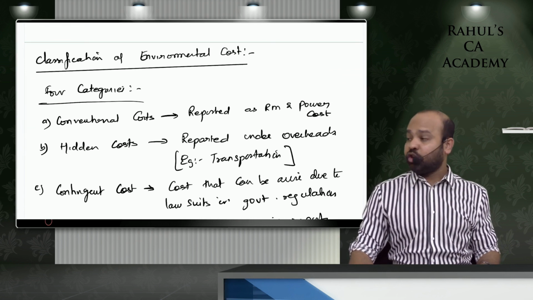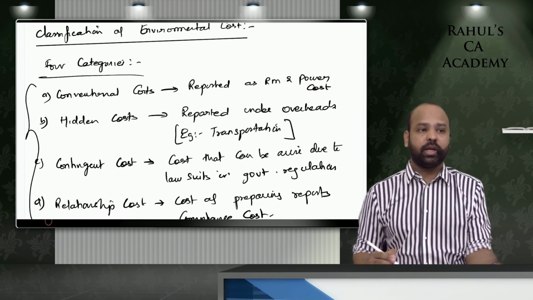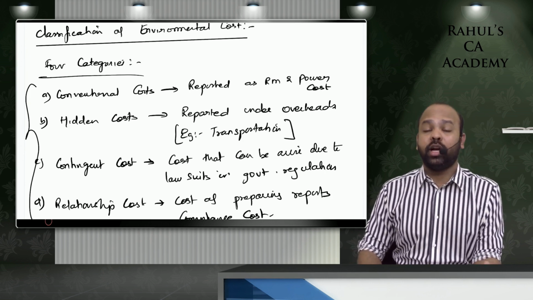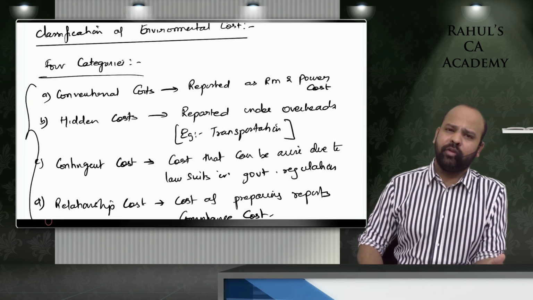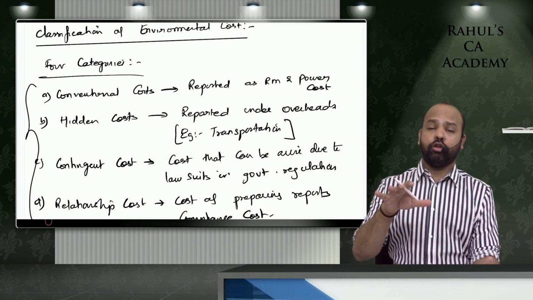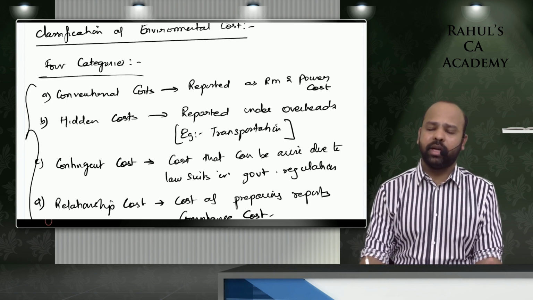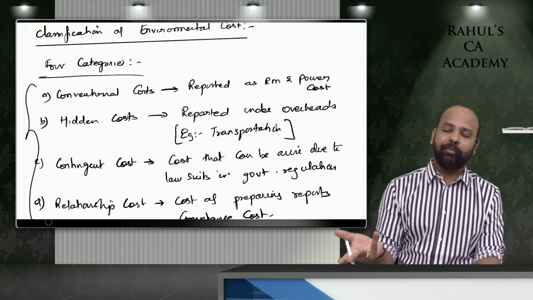Now your classification of environmental costs, guys, we primarily divide them into 4 categories. Conventional costs, which are reported in your books of accounts as raw material and power cost. Remember, a majority of environmental costs are raw material and power cost only. You have a lot of wastages being rolled out in the environment, or your material is not biodegradable. It will have an impact on raw material.